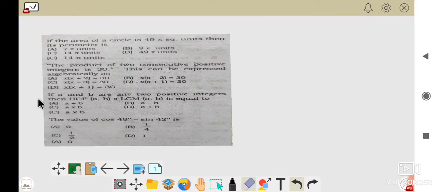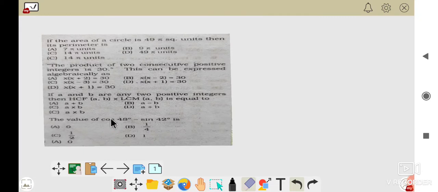Next question, if a and b are any two positive integers, then HCF(a, b) into LCM(a, b) is equal to... so here HCF into LCM, that is equal to a into b, is the correct answer. Next we will go to the next question.